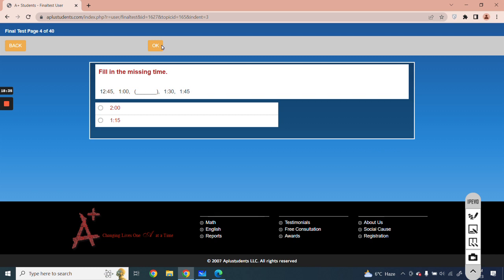Okay, the next one is fill in the missing time. So you have to find the missing time. It would be 12:45, then 1, then 1:30, 1:45. So the missing time is, each time 15 minutes is being added. From 12:45 to 1 you have a gap of 15 minutes. Then you have 1 and 1:15 is the correct option, because from 1 to 1:15 you have 15 minutes difference. Got it?